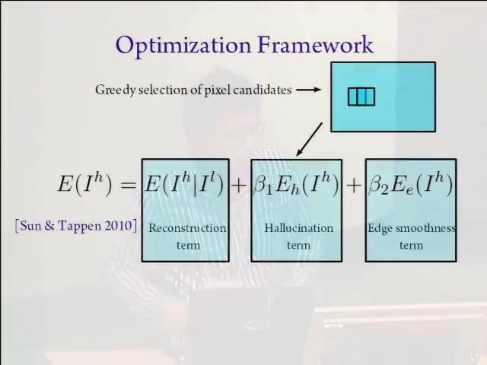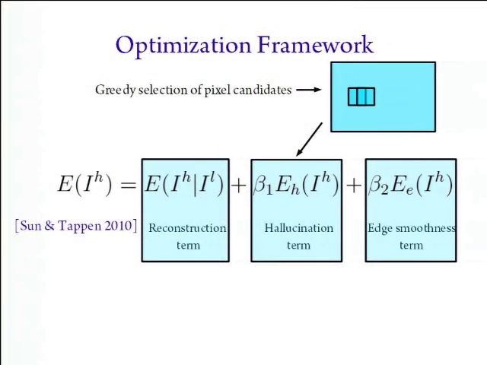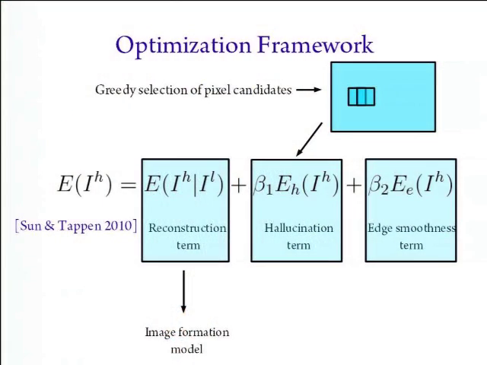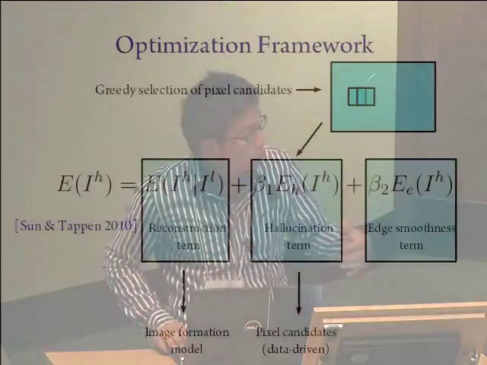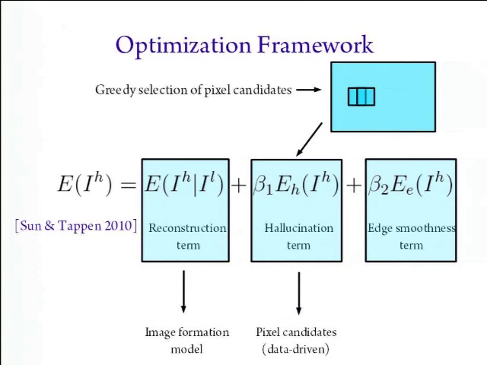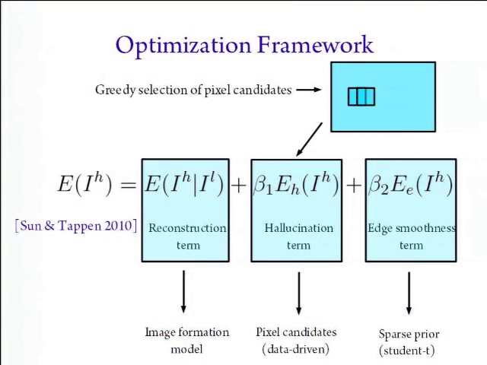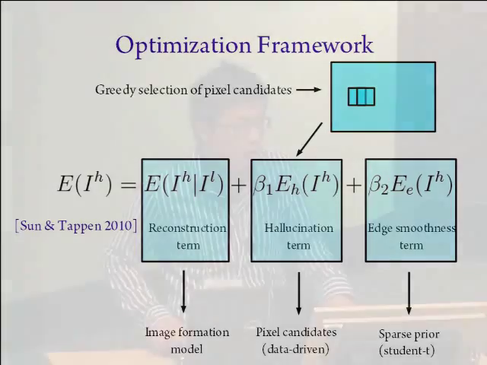After this tiling process, every location in the image has a number of pixel candidates, and we can plug in this nice energy minimization framework introduced by Sun and Tappen. This energy function has 3 terms. The first one captures the formation model, saying the output should be faithful. The second term is where the data come in. You want to say, my output pixel should be similar to one of the candidates, so that it's natural and you can hallucinate textures. And finally, we have a sparsity prior, using a Student's t distribution to make sure the image is heavy-tailed in terms of filter responses.